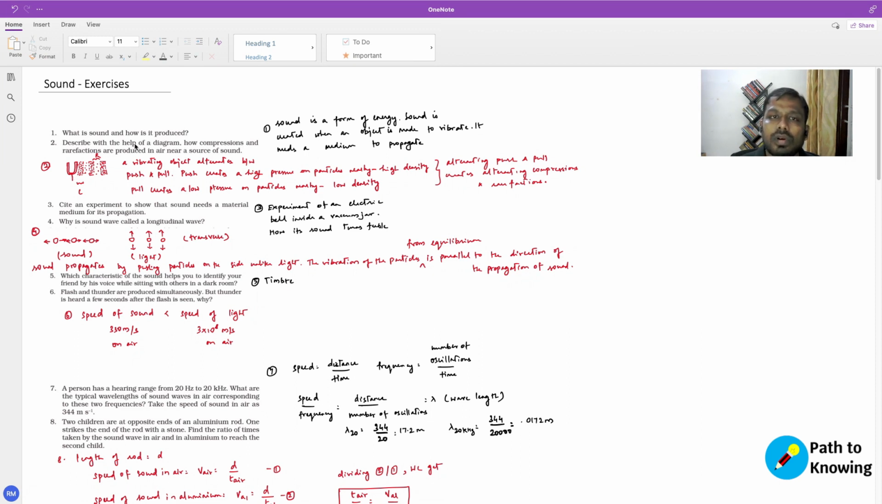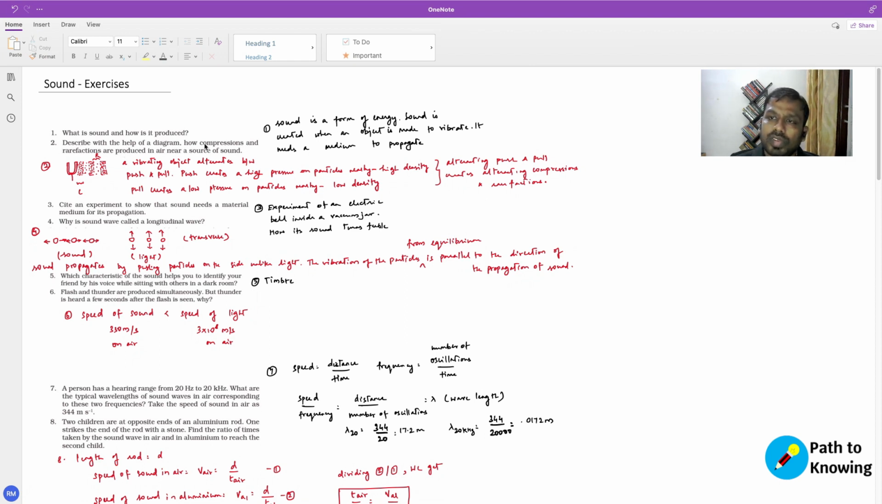So we know that sound is a form of energy, and sound is created when an object begins to vibrate, and it needs a medium to propagate. That vibration acts on the nearby air particles, or the particles of any medium, and that continues as a chain, and that's how sound propagates and reaches our ears.